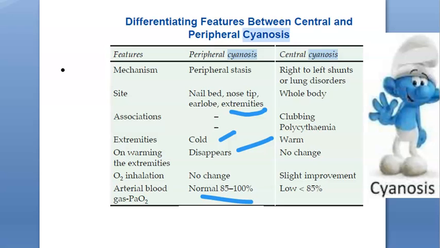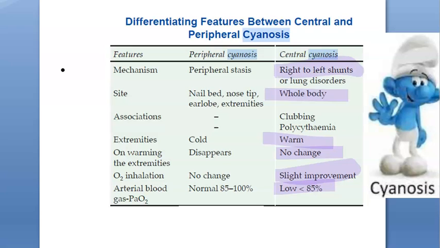Okay. Now coming to central cyanosis. Where will you see central cyanosis? You will see it on the whole body, and even if it is warm, you will see it. When you warm the person, he will not lose the cyanosis; that is central cyanosis. If you give oxygen, he may slightly improve. In these people, the oxygen saturation is less than 85%. So basically, people can have cyanotic heart disease with right to left shunt, right? They can have some lung disorders which are not able to pick up oxygen from the atmosphere. They can also have clubbing and polycythemia. Polycythemia you will see in high altitude people, right?